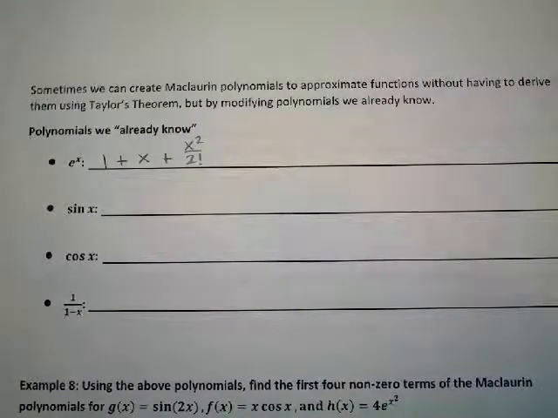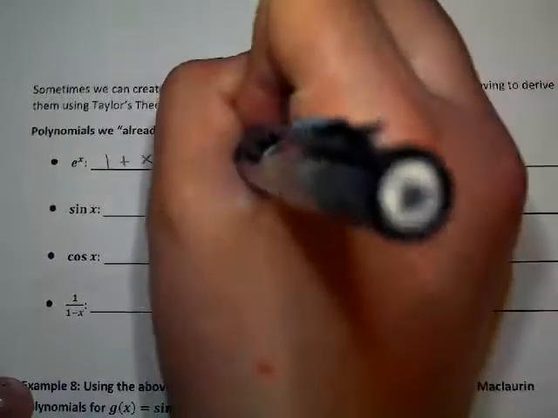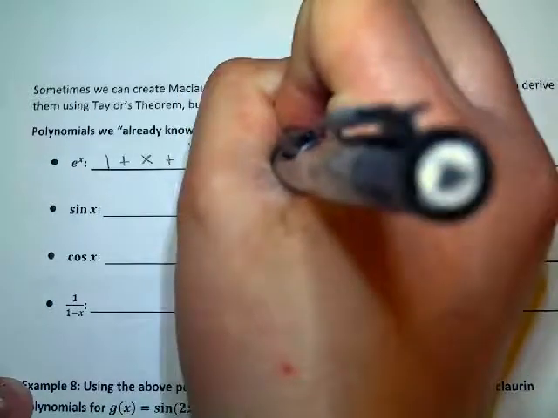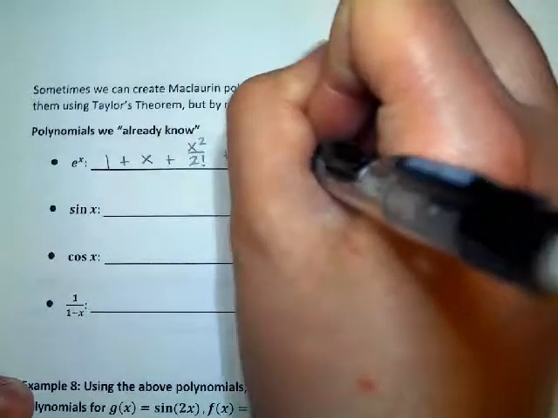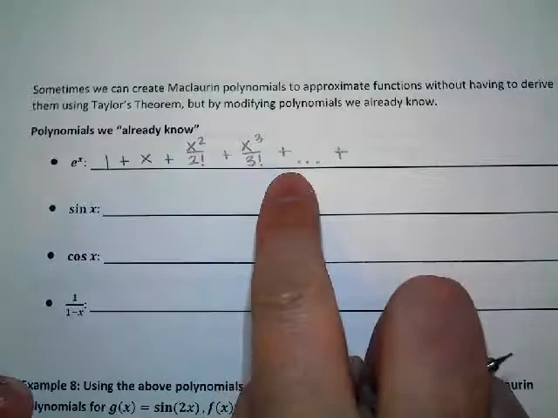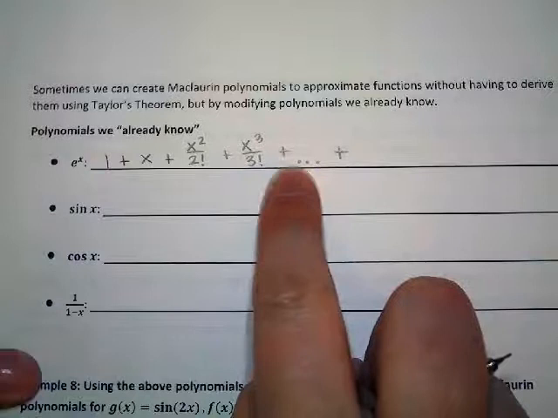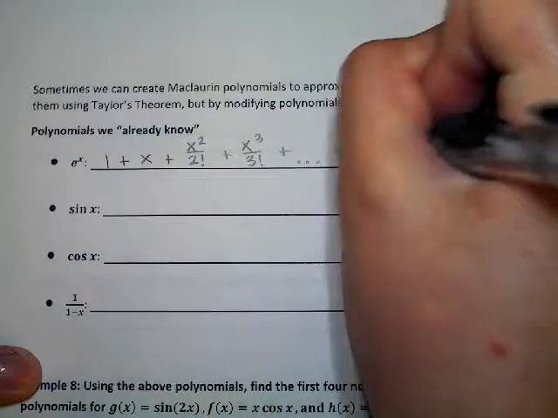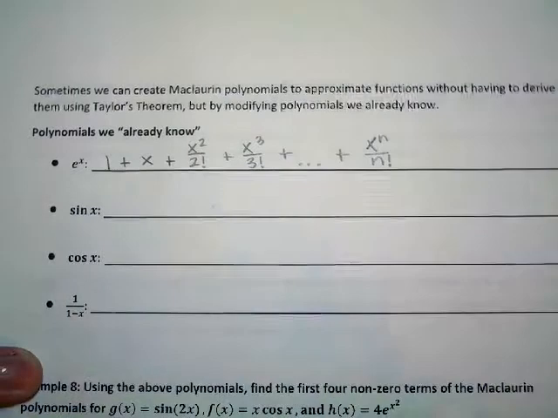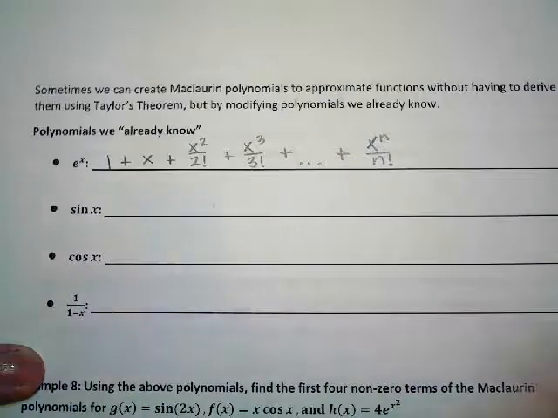Plus x cubed over 3 factorial. And then we're going to write plus dot dot dot plus. This is how we say it continues. And then the last term is x to the n over n factorial. So we're going to say that's the nth term. This is the proper way of writing it: it has a bunch of terms in between, and then this is how we get to the last term.